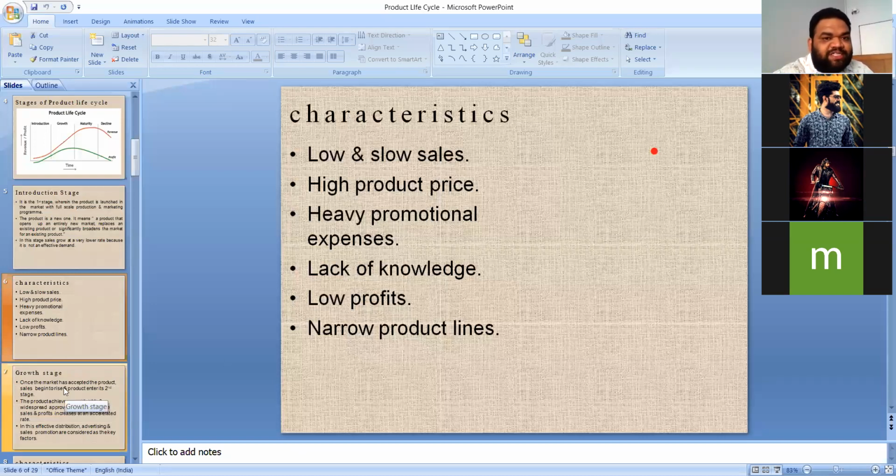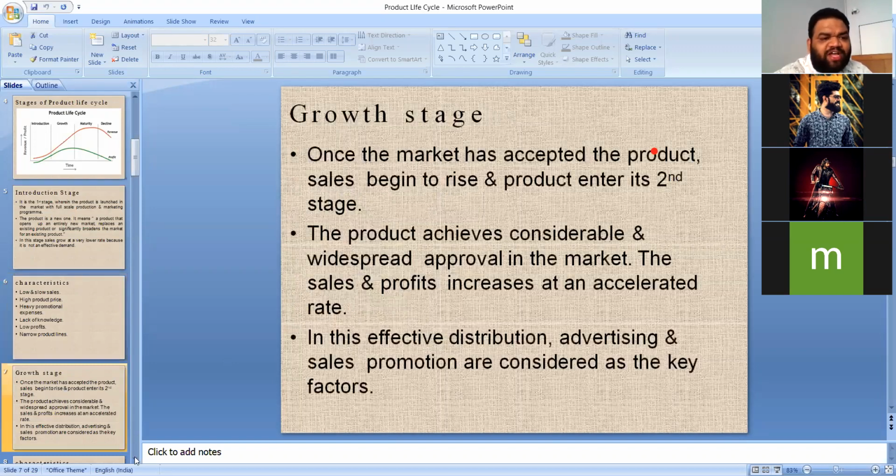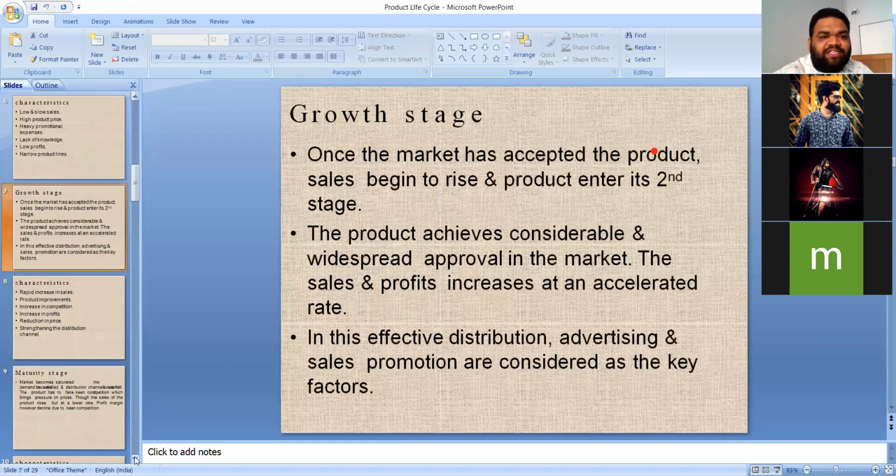Let us see the growth stage. I'm going a little fast because you have already studied this PLC, but still as per our syllabus, let me teach you. So what is the product growth stage? Here the growth stage is when the product achieves considerable and widespread approval in the market. The sales and profits increase at an accelerated rate. You may sustain for some years, maybe after 3 months or 6 months or maybe 1 year. Then what happens here is you may reach one level.